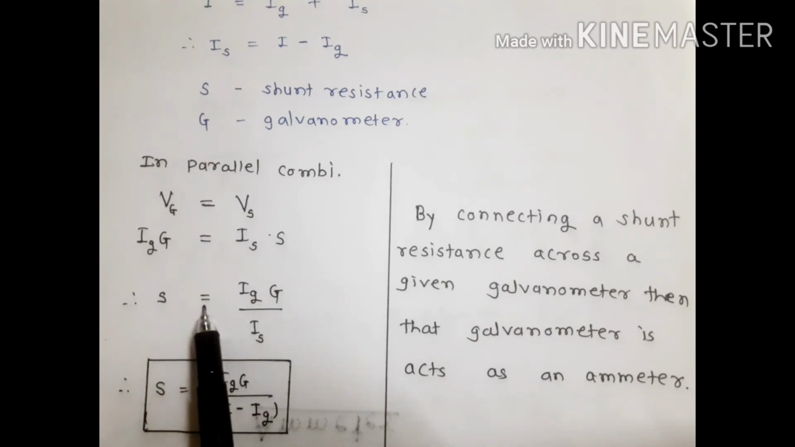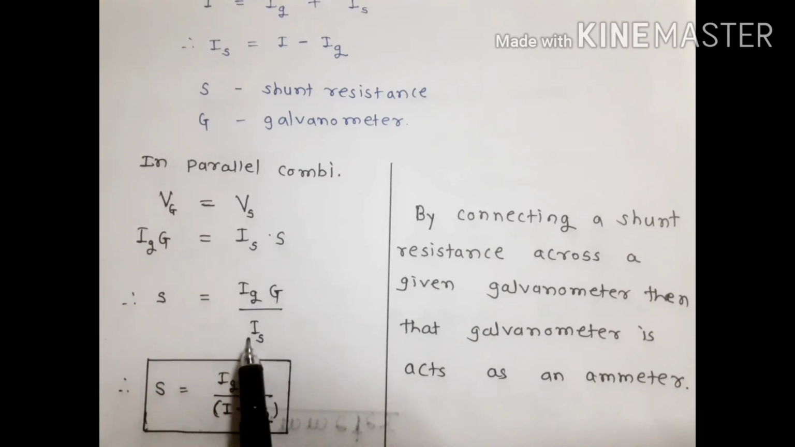S is equal to Ig into G divided by Is. By expressing this shunt current in terms of the total current and the galvanometer current, we get S is equal to Ig into G divided by I minus Ig. This means the value of shunt resistance depends upon the magnitude of the galvanometer resistance, the magnitude of the galvanometer current, as well as the total current which is to be measured.